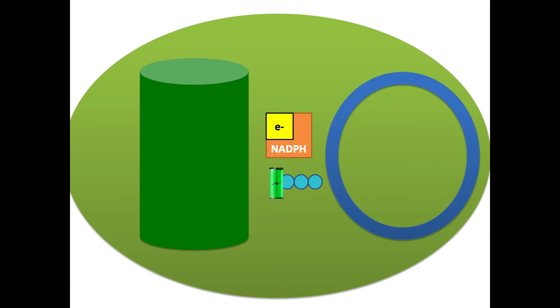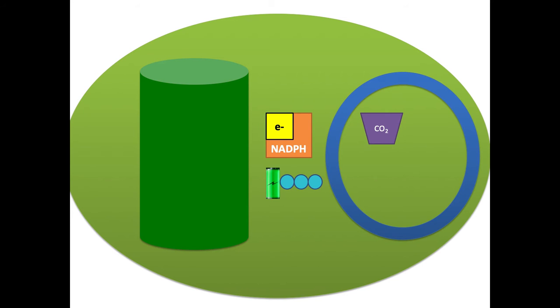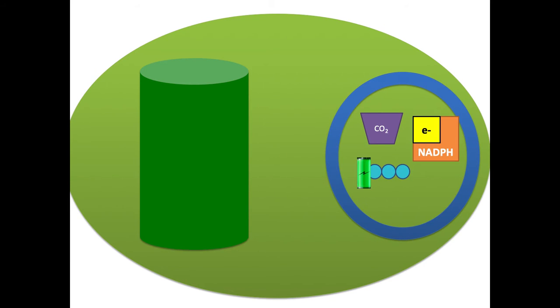So the goal is to produce glucose through the use of electrons and ATP, and this occurs in the stroma. Carbon dioxide enters the cell from the environment. The Calvin cycle is a series of very complex steps that we're just not going to get into in this class, requiring the electrons from NADPH and the energy from ATP.